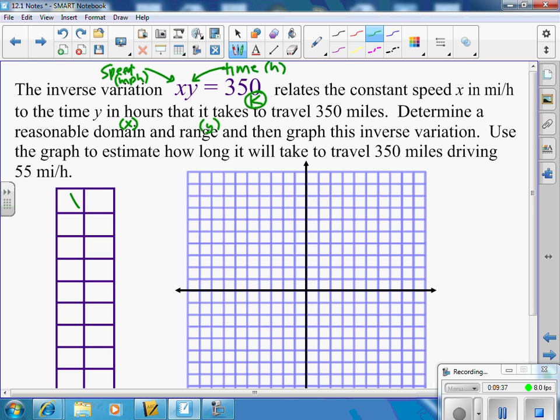So if we make a table of our x's and y's, let's pick some reasonable speeds. 0 isn't going to make sense because we're going somewhere. 10, we could plug in 10, see what we get out. How about 20? Well, let's just go up by 10. 30, 40, 50, 60, 70, and let's go all the way up to 80, because any faster than that, you're totally breaking the law. So pause the video and fill out the rest of the table and graph those points, and let's see if your graph looks like mine.